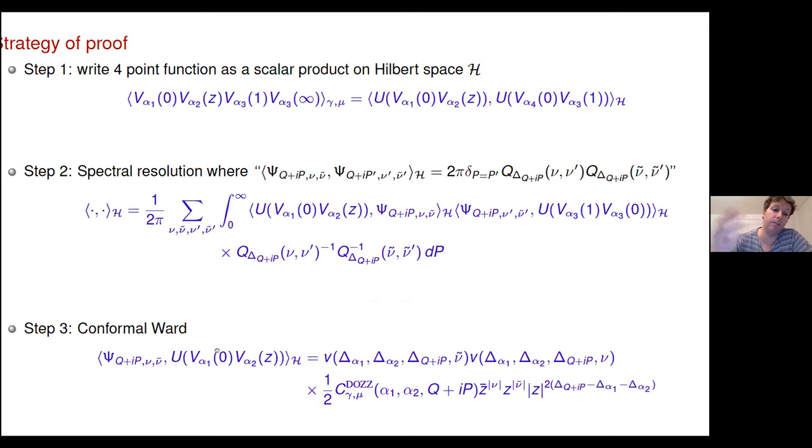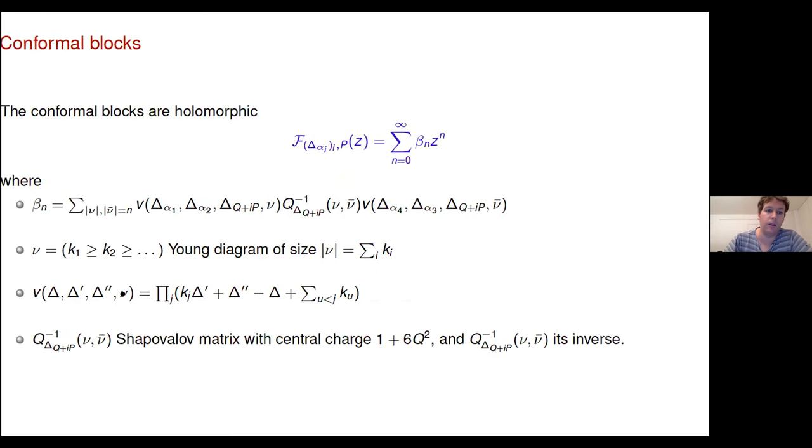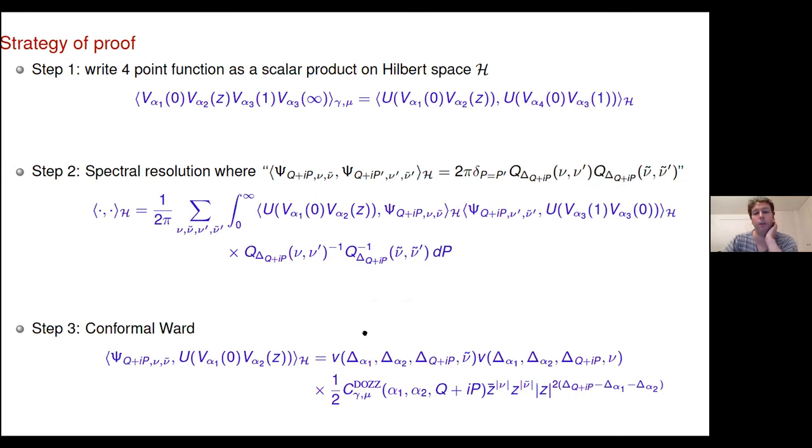At the end, this is really a brief summary of what we do, we can compute this scalar product and relate it to the three-point function, the DOZZ formula, times powers of z, and times explicit functions of the conformal weights, this V function, which is explicit in the conformal weights and the Young diagrams that appear in the conformal blocks. In the definition of the conformal blocks, the inverse comes from the fact that I'm working in a basis which is not orthonormal. And the V here is a reflection of the conformal invariance of my system.